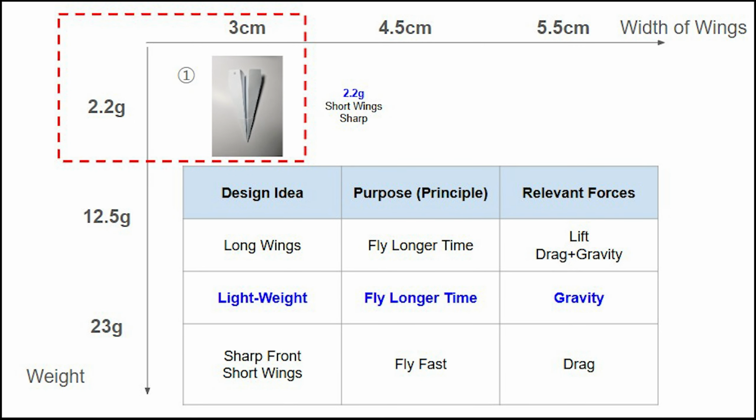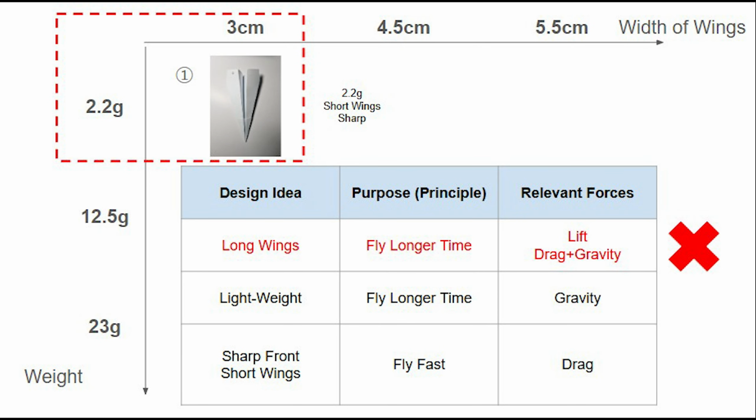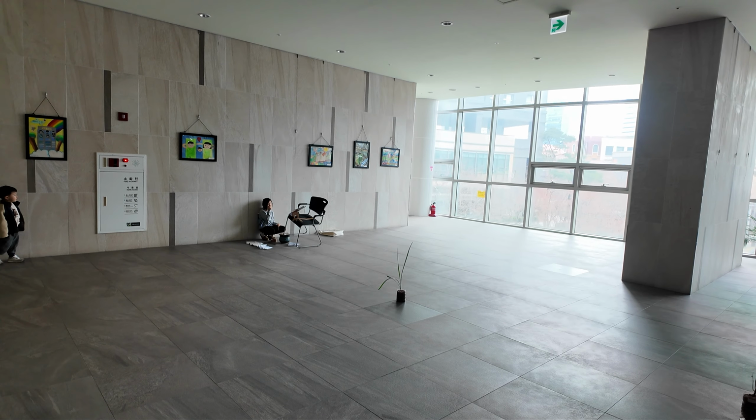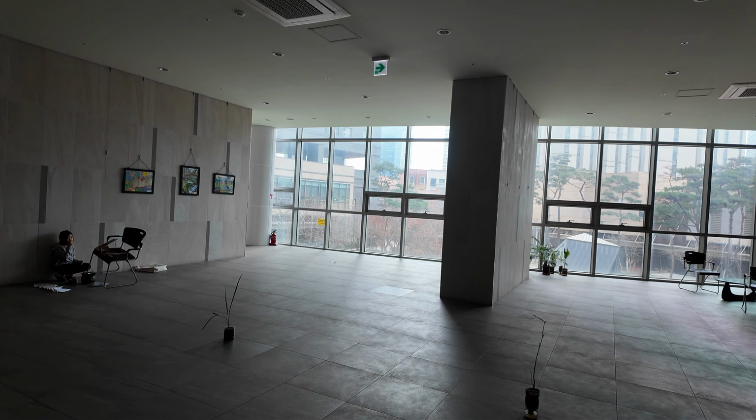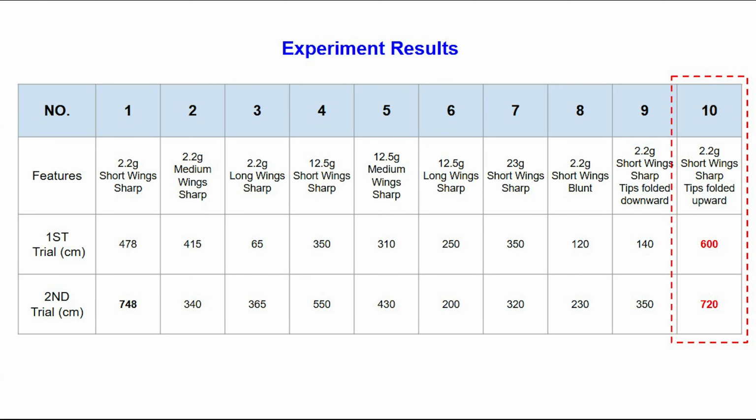Gravity was also important, second to drag, because heavier planes couldn't fly as far. The width of the wings wasn't very important, and sometimes bigger wings actually made the plane slow down with drag and lose direction, flying left and right.